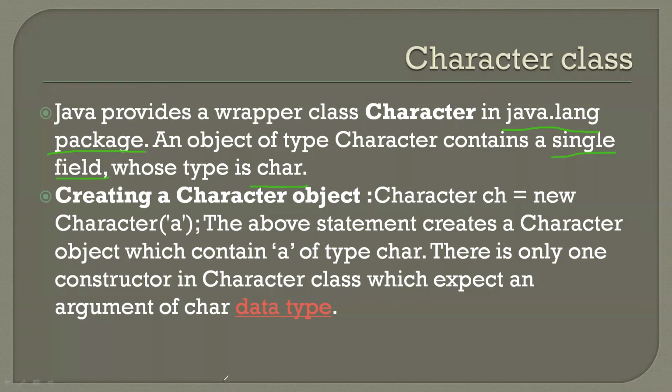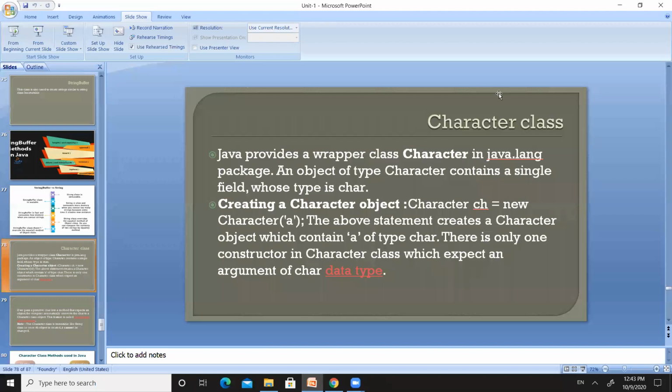Next one, creating a Character object. So how we can create a Character object: Character ch = new Character('a'); which means here Character is a class name, and ch is an object name, right? And in this object, we are going to store the value a, right? So let us see the things in the programming window so that it will be very easy to understand.